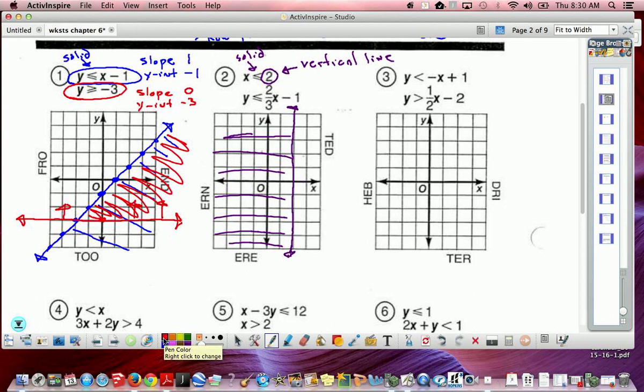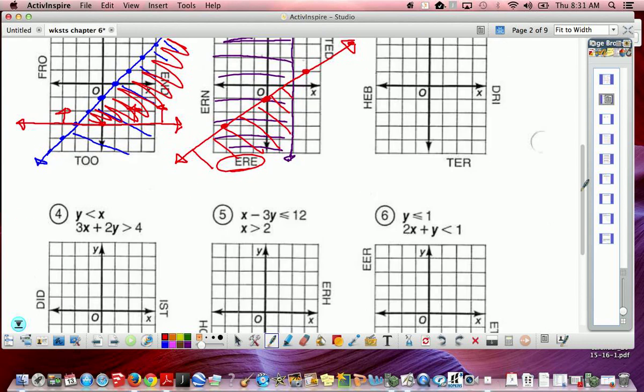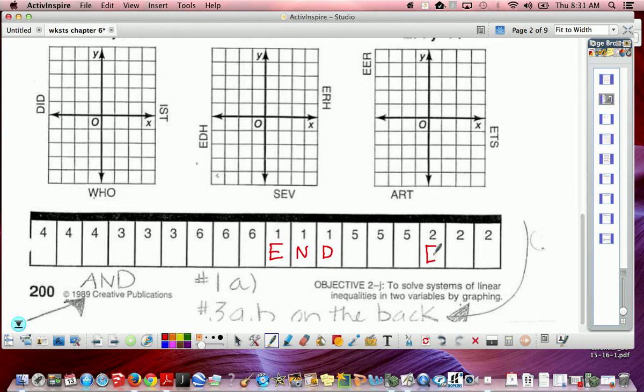Now, next line here, here's my slope, 2/3. Here's my y-intercept, negative 1. So I start at negative 1. Slope is 2/3, so up 2 to the right 3. Up 2 to the right, I kind of run out of space, so I can go down 2 to the left 3 and get another point. Still a solid line because it has the equals, so I can connect them all. Since it's a less than, I'm shading below. Notice how I'm just shading where it is purple. So I know for number 2, it's ERE. So for number 2, I can put ERE.